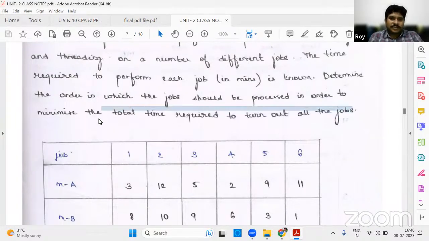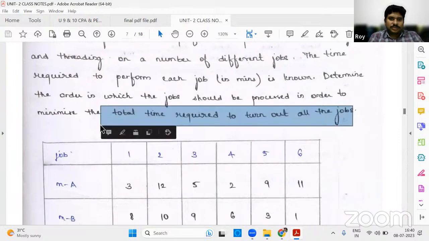What is this definition? What is this called? We already learned the definition. What are they asking now? Total elapsed time. Very good. Thank you for listening. Total elapsed time they're asking us to find.